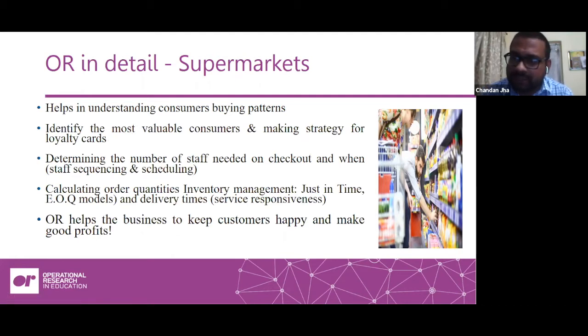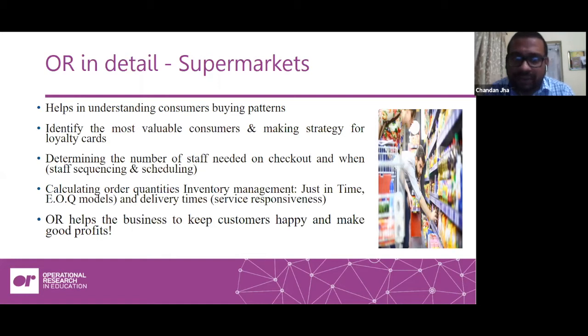So the customers who are most valuable for the organization, obviously our organization will try to provide them better facilities as compared to other customers. So how to club all those things, how to cluster all those things, with the help of OR models, OR techniques, we can identify them. Then determining the number of staff needed on checkout and when it is required. So, staff sequencing and scheduling. There are a lot of techniques in OR which help in sequencing and scheduling problems.